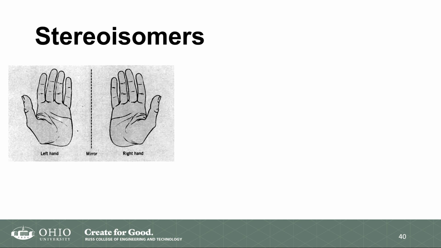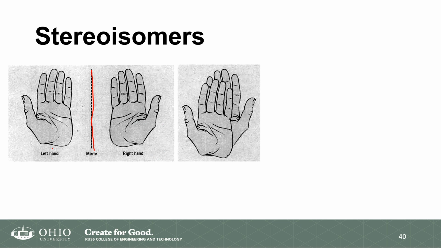So for stereoisomers, the way we can start describing this is by looking at your left and your right hand. If you notice, they are mirror images of each other. Let me find my mouse here. This is your mirror. This is your left hand and your right hand, and they're exactly mirror images of each other. But you cannot superimpose your left and your right hand on top of each other.